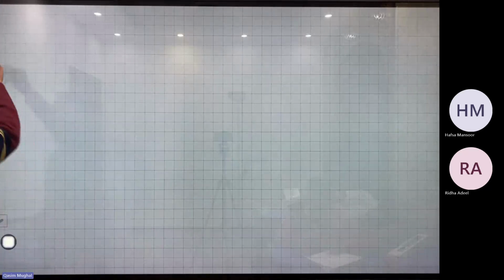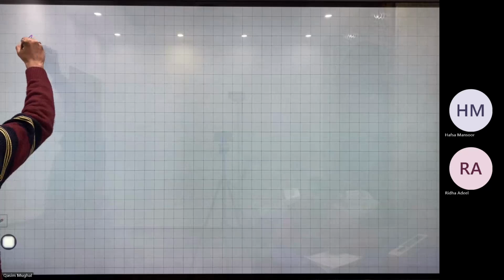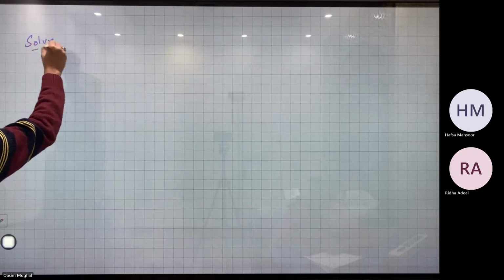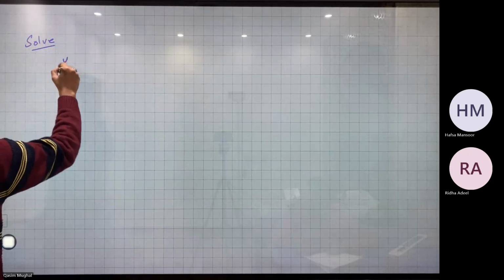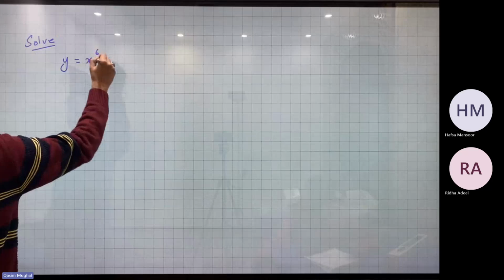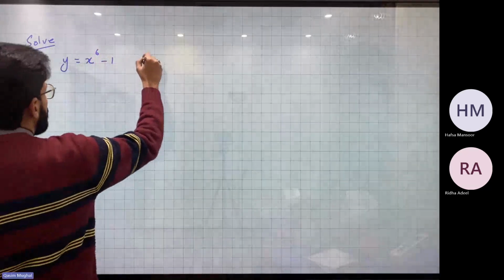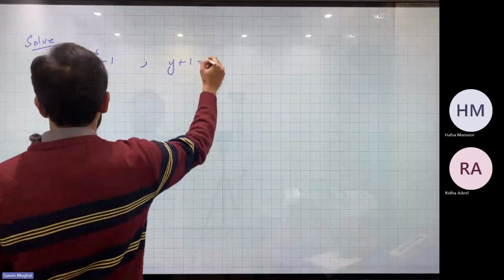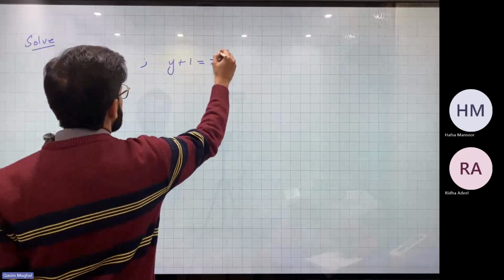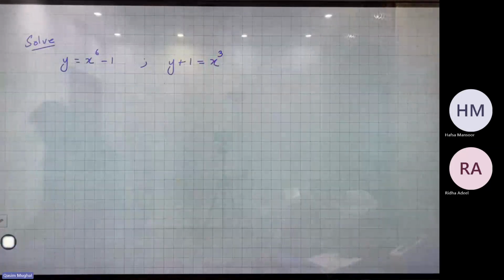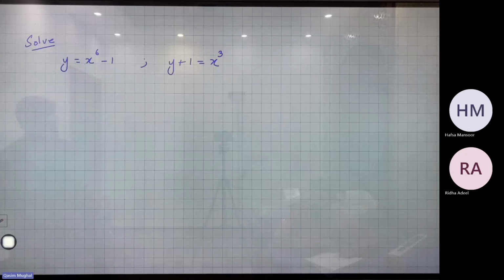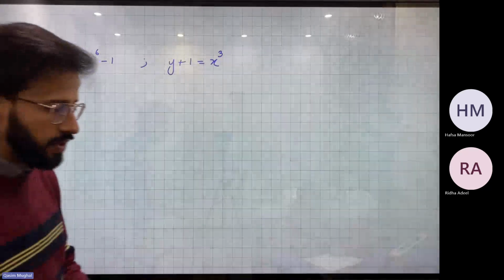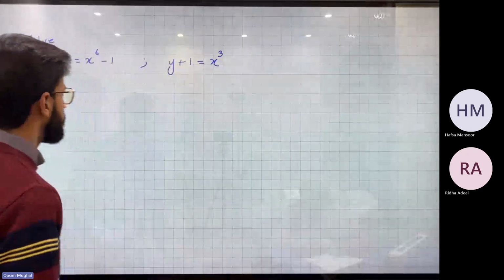So for example, you have one equation as y equals x to the power 6 minus 1 and another equation as y plus 1 equals x cubed. And the examiner wants you to solve the two equations simultaneously, meaning give the value of x and y.